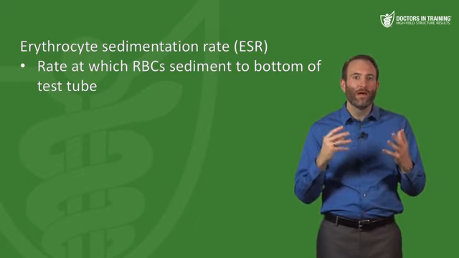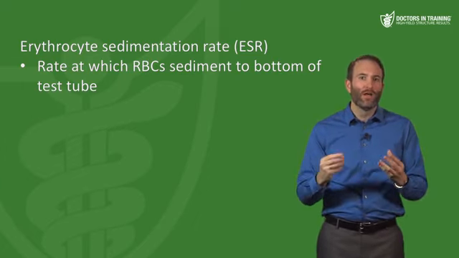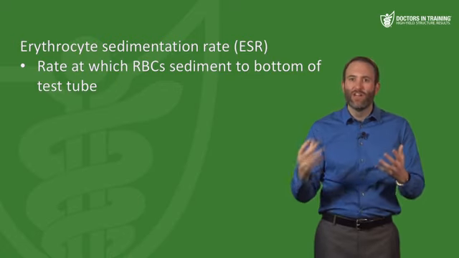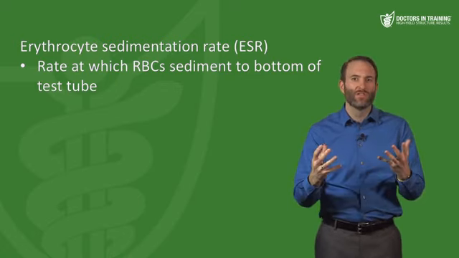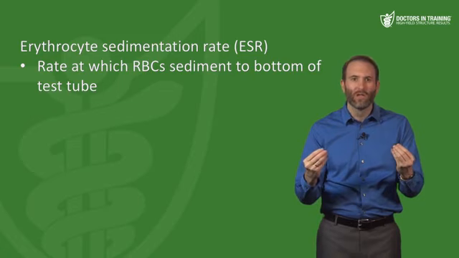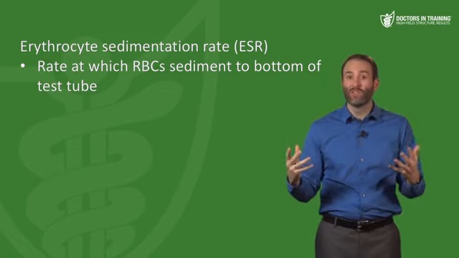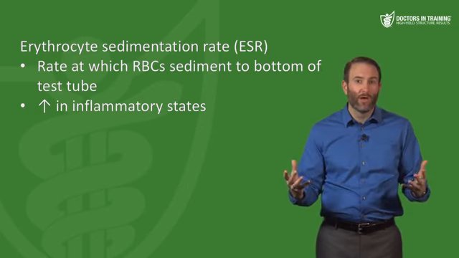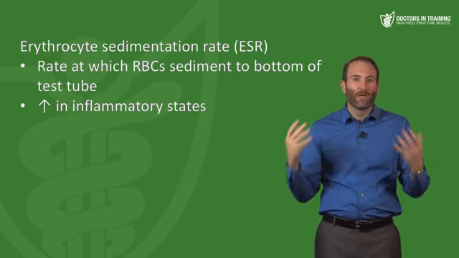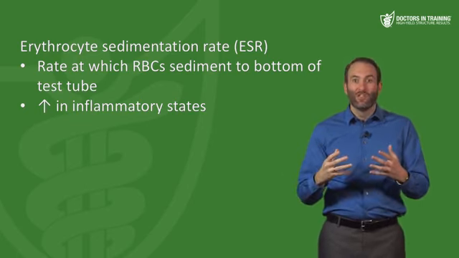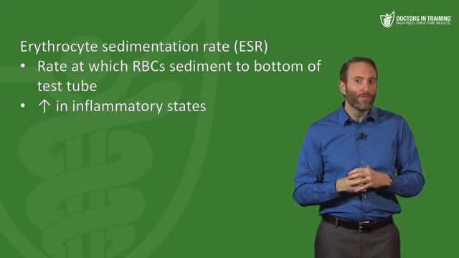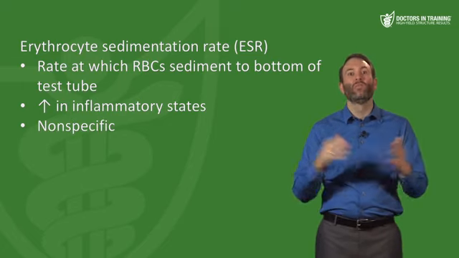So when you put blood in a pipette tube, inflammatory debris like fibrinogen will coat the red blood cells so that they kind of clump together more quickly. And this will cause them to sediment faster. So in inflammatory states, there's more fibrinogen around. The red blood cells are going to settle faster, and that SED rate is going to be said to be higher. But it's important for you to know that the SED rate is extremely nonspecific.